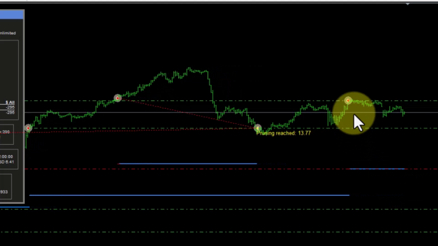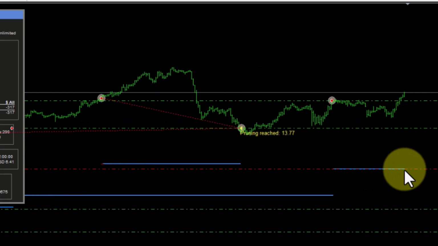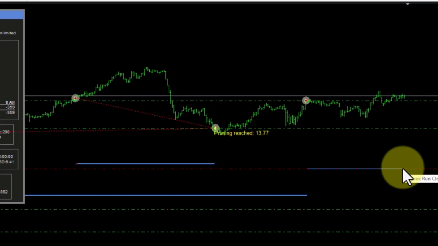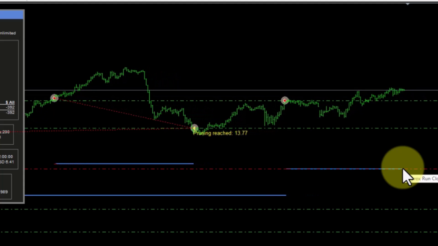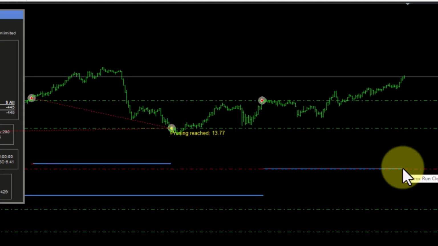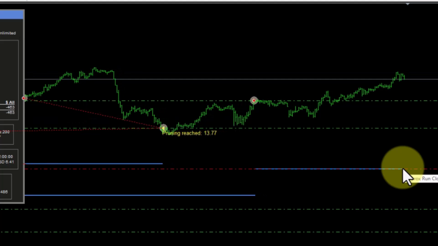Okay, there's another sell that's activated. Now there's the new target that has been set for the 4, but now pruning is active, so pruning will apply from now on.